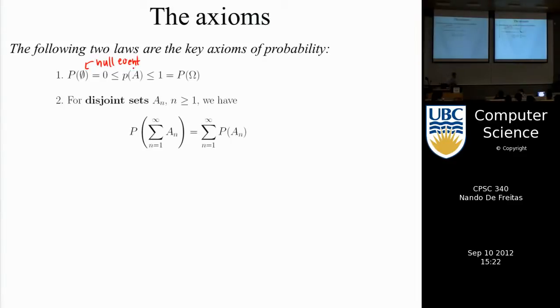It has 0 probability. So if I throw a die, what's the probability that it will be neither 1, 2, 3, 4, 5 nor 6? It's 0. It has to be one of those.